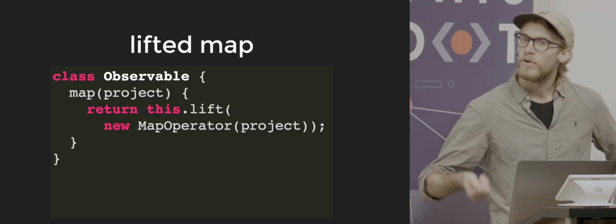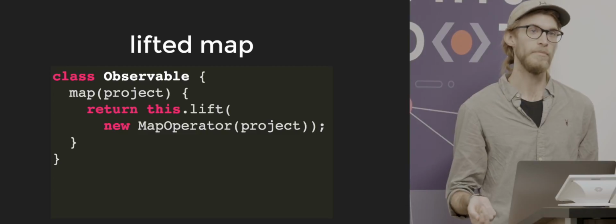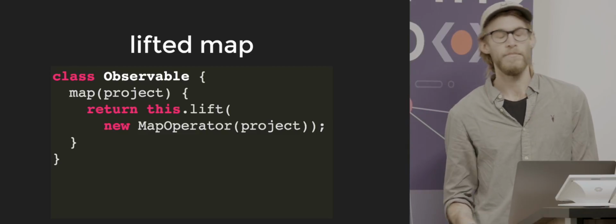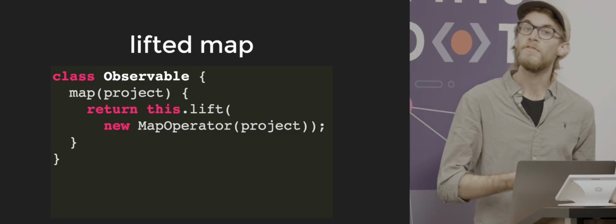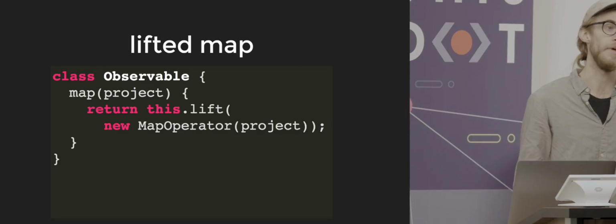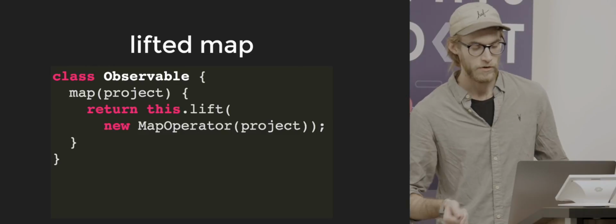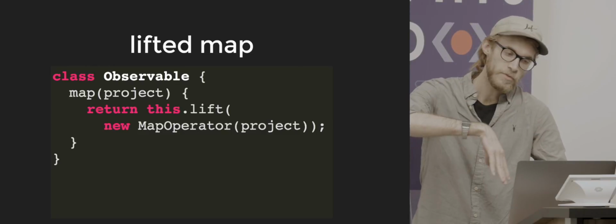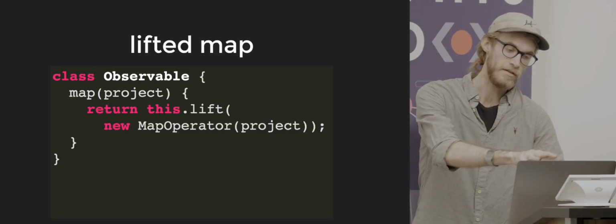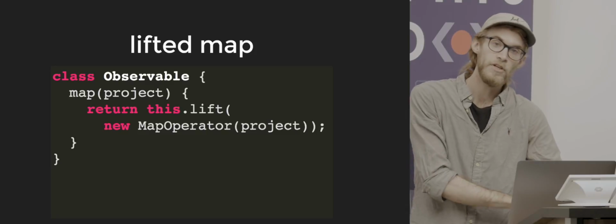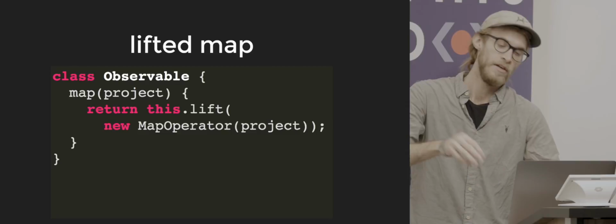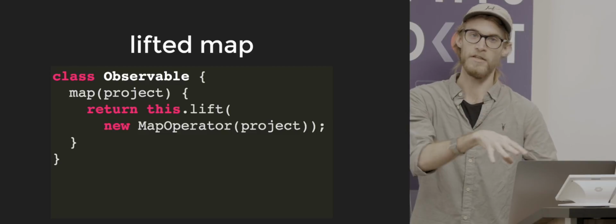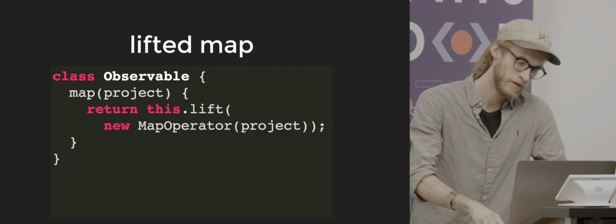I had an example where we were using flatMap, but since no one actually implements map in terms of flatMap, it wasn't as useful. But we do actually implement map in terms of lift. In fact, all the operators are implemented in terms of lift. So if we were writing our observable class, we have our map function, which takes a project argument, and all we have to do is return this.lift and pass it a new map operator, where we pass the project function to the constructor of the map operator.